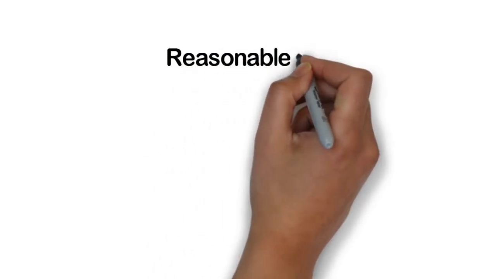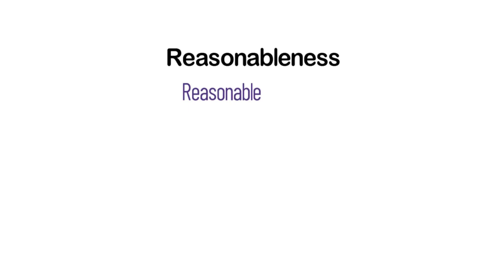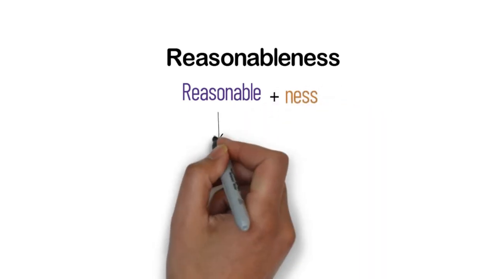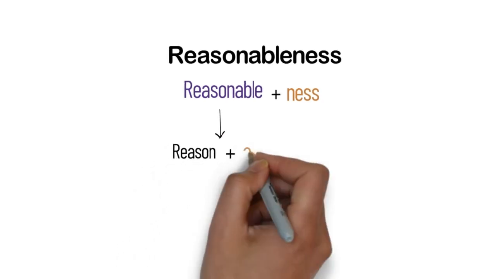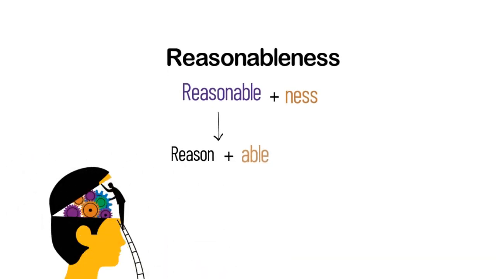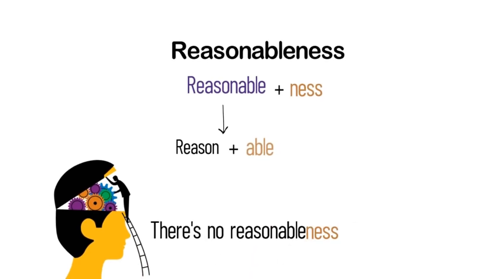Can you tell now, how is this word formed? I'll count up to 5. 1, 2, 3, 4, 5. Yes, it's the adjective reasonable plus the suffix ness. Reasonable itself is no more than the base word reason plus the suffix able. Reasonableness means the state of being reasonable. There's no reasonableness in his claims.